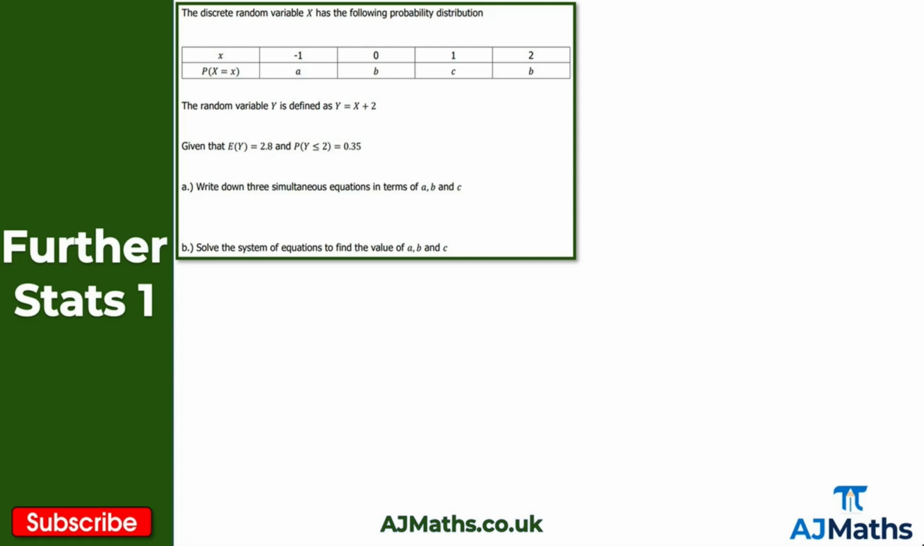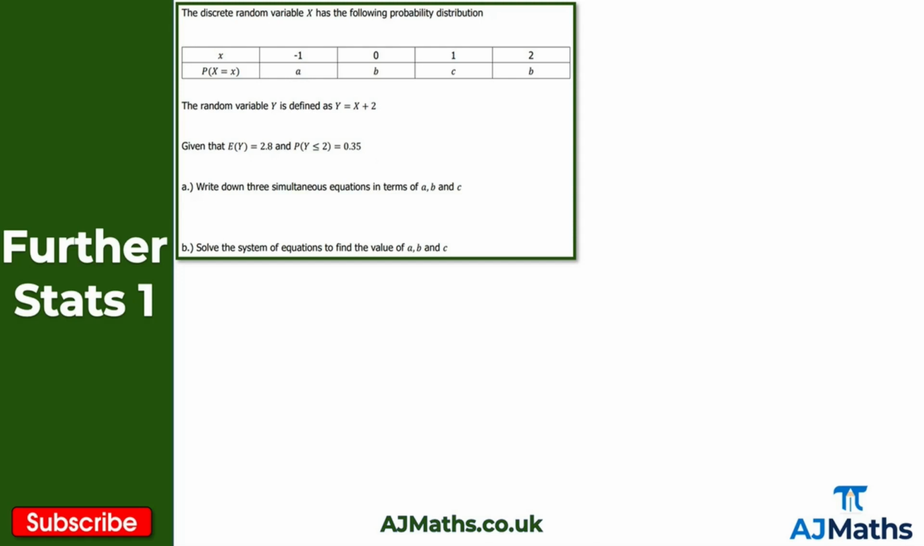Then look now at the very last question here, question 2, where we've got the discrete random variable x, which has the following probability distribution. And we can see that here in the form of this table. We're also told that the random variable y is defined as y being equal to the random variable x plus 2. We're also given the expectation of y is 2.8, and the probability that y is less than or equal to 2 is equal to 0.35.